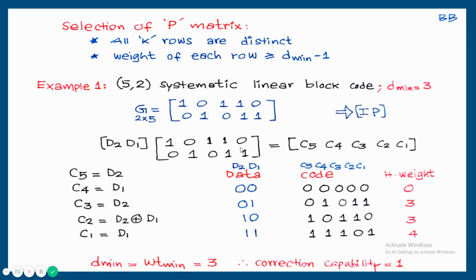Against each code word, the weight can be written. So I wrote the weights here: 0, 3, 3, 4. One property of a linear block code is that the minimum Hamming weight is always d minimum. You can see here the minimum Hamming weight is equal to 3, and that is the expected d minimum also, because we designed our system for d minimum equal to 3. When d minimum is equal to 3, the correction capability is d min minus 1 upon 2, that is 3 minus 1 upon 2, that is 1 bit error correction.